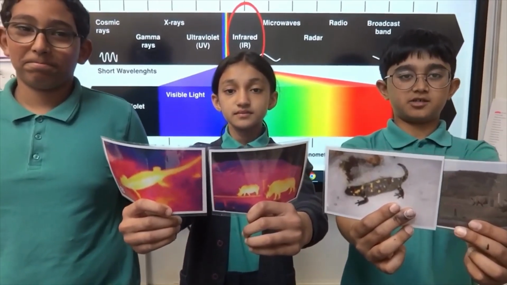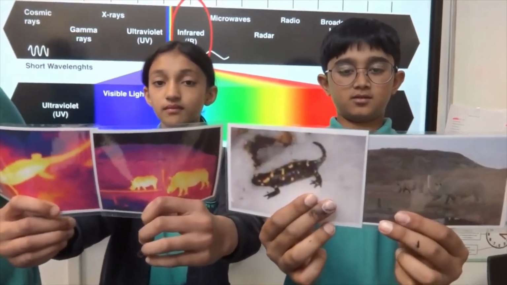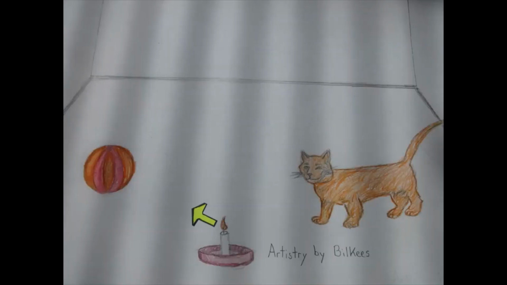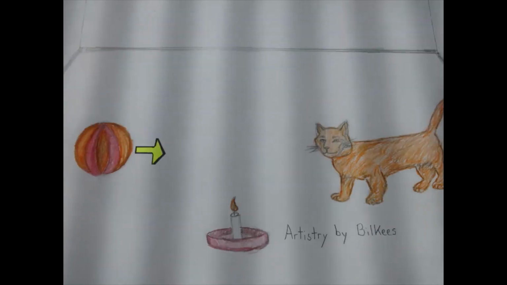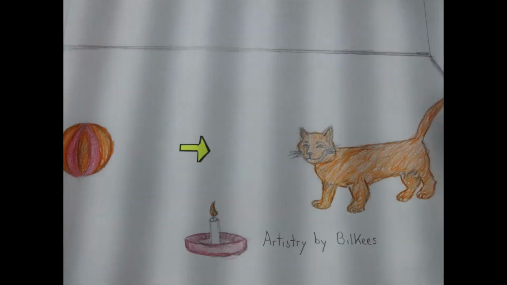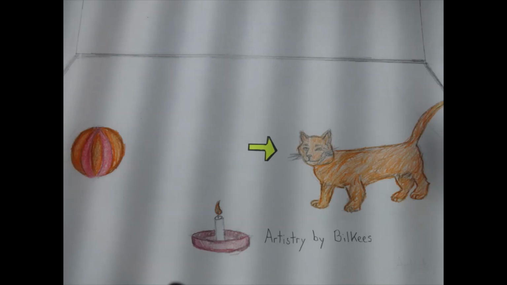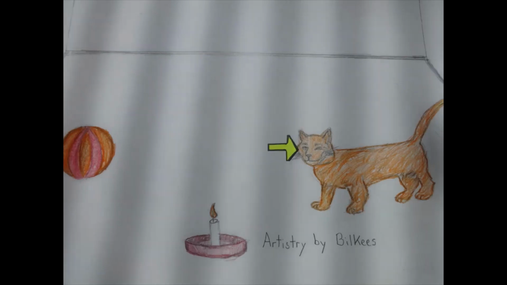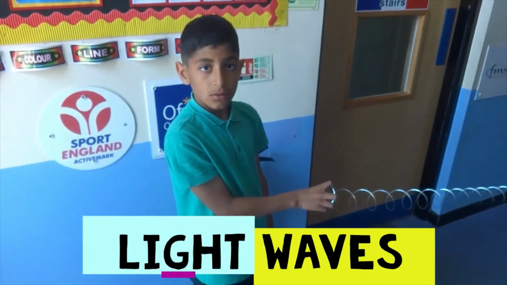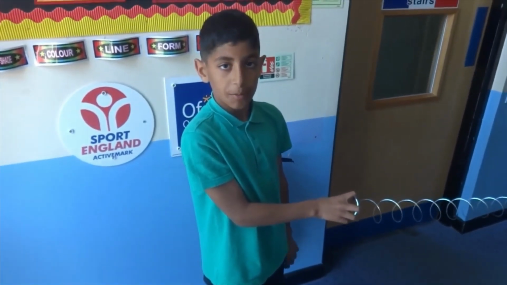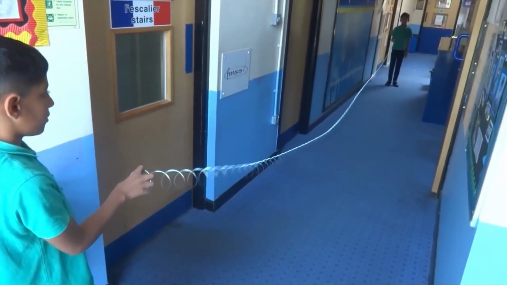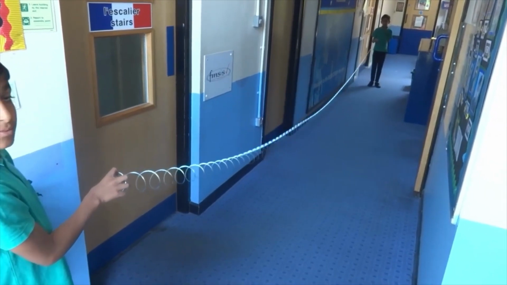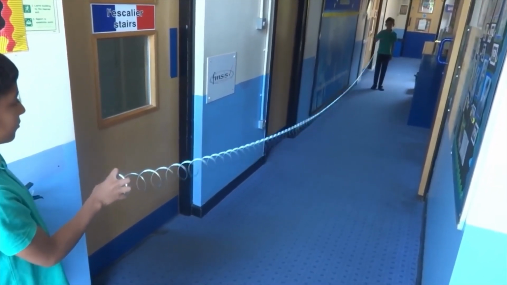But how do you see objects? We see anything because the light reflects off the object. Here, first the light from the candle reflects off the ball, then travels to the cat's eyes. Light travels in waves. We can demonstrate this with this slinky. See how the energy travels up and down the slinky.